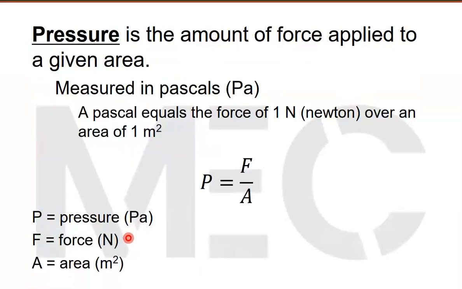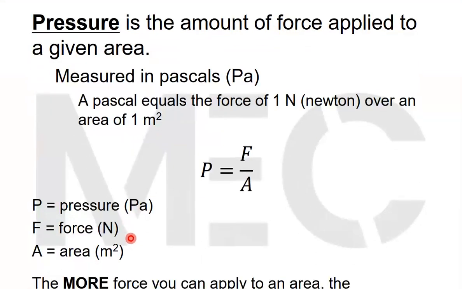Let's talk about pressure. Pressure is the amount of force applied to a given area, measured in Pascal. The SI unit of pressure is Pascal. A Pascal equals a force of 1 Newton over an area of 1 meter squared. So the formula is P equals F over A. F is force, A is area.